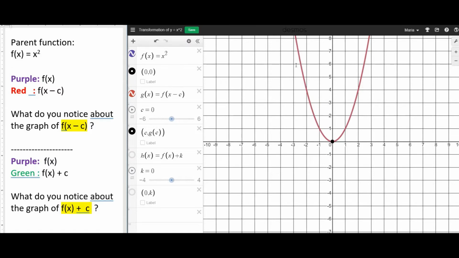And then I'm going to go ahead and do a second graph. I think it's turned on. Cool. I'm going to animate this.